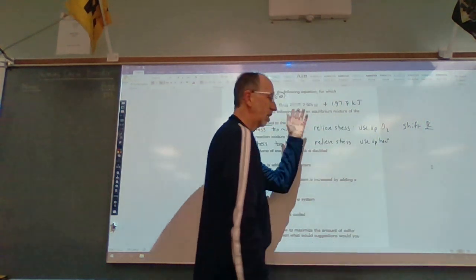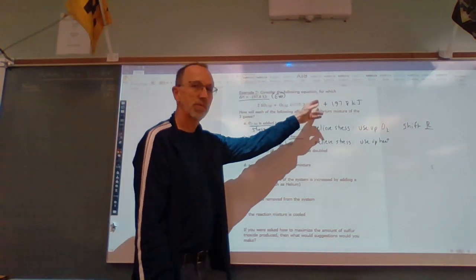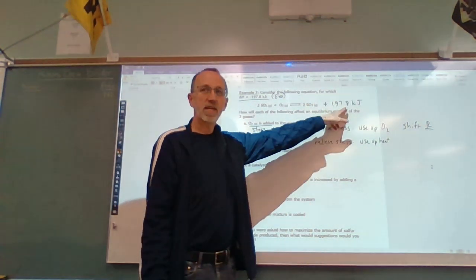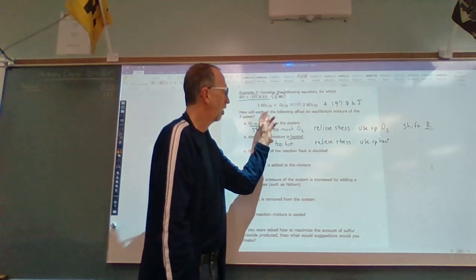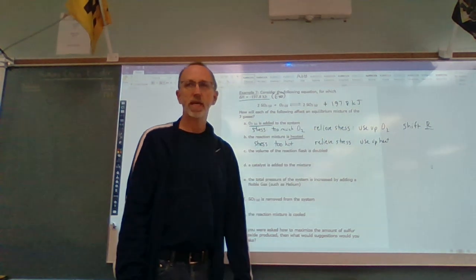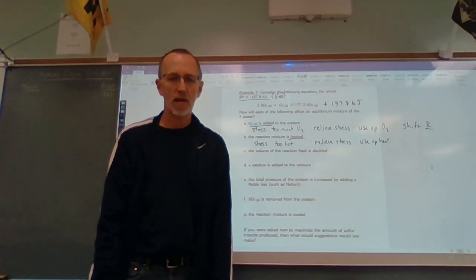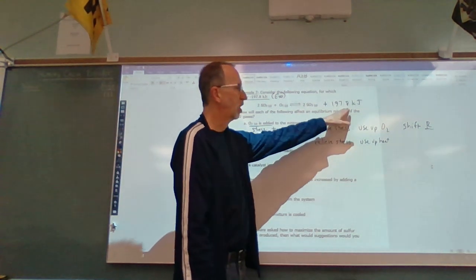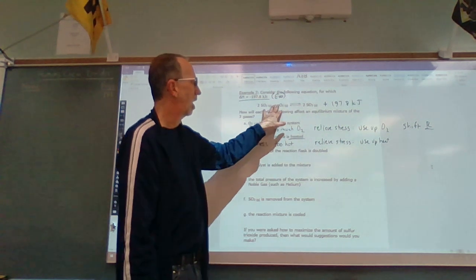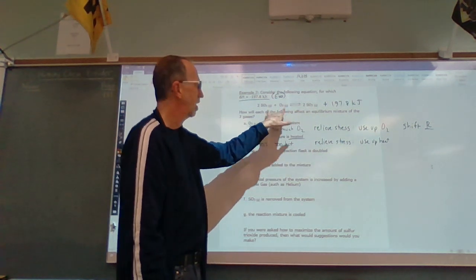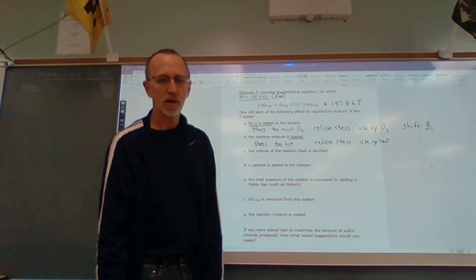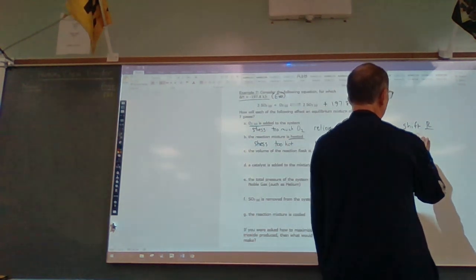So let's take a look at the reaction. If we go to the right, this is an exothermic reaction. If we shift to the right, we're going to make more heat. The reaction's already too hot. You want to make more heat? No, I don't think so. But if we shift to the left, we use up this heat and this SO3 to make more of these. That's what we want to do. So we want to shift left.